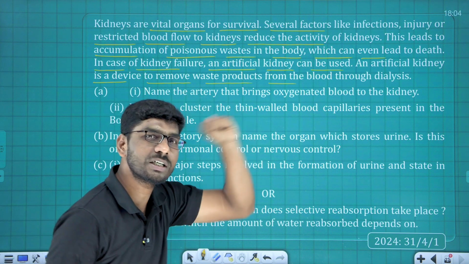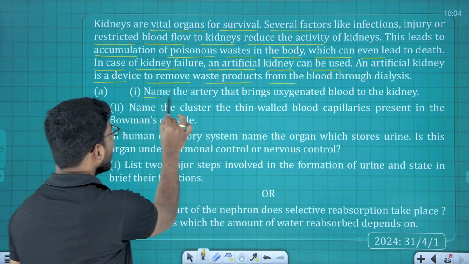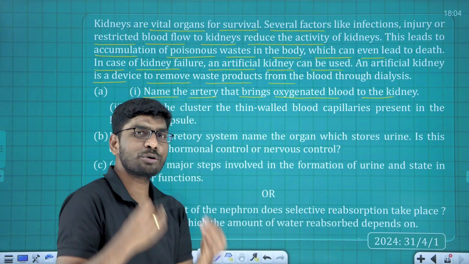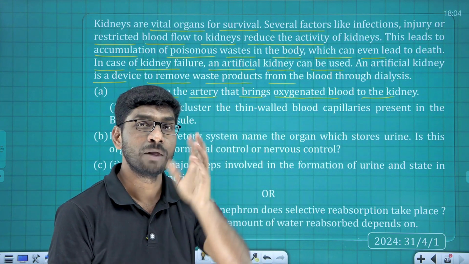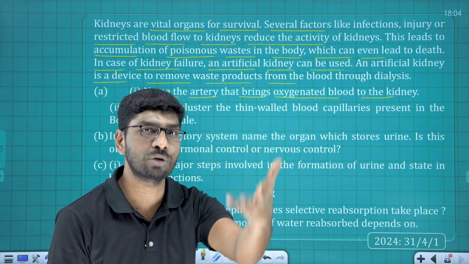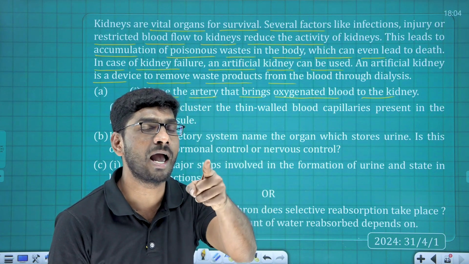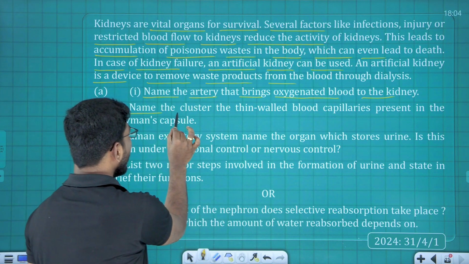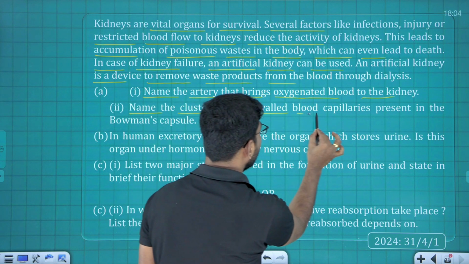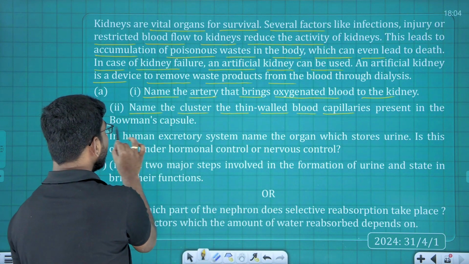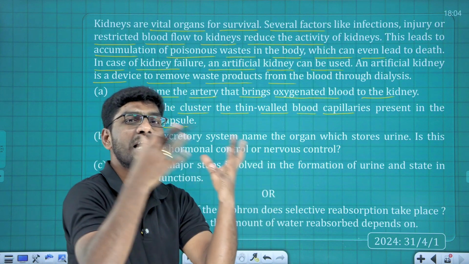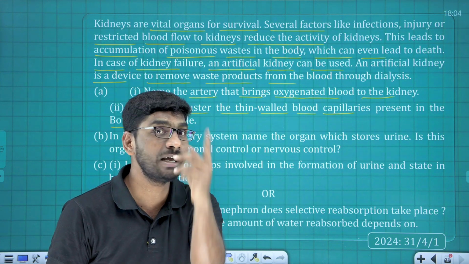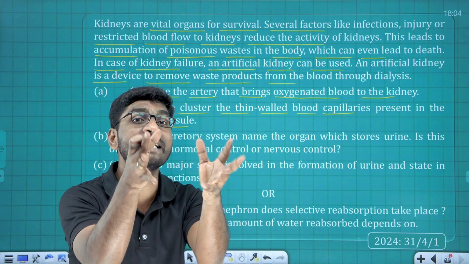So what are the related questions they ask? Question number 1. Name the artery that brings oxygenated blood to kidney. Simple. I told you, renal artery. Renal artery brings oxygenated blood to kidney, and that renal artery carries a large amount of nitrogenous waste also. Next, name the cluster of thin-walled blood capillaries present in the Bowman's capsule. Glomerulus. Where exactly does blood undergo filtration to form filtrate? In the glomerulus.